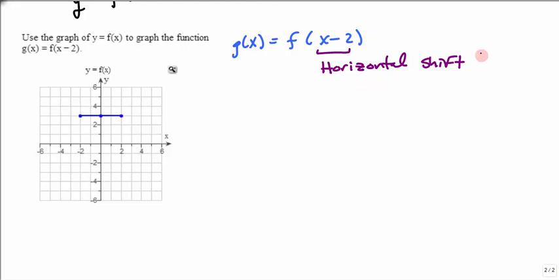Now because it's within the argument, it's opposite of what you think. This is a horizontal shift to the left. Oh wait, not to the left, it's opposite. So we have to go to the right because it's opposite of what we think, 2 units. So every point that we see here, we're going to shift it to the right 2 units. So this point will go to the right 2 units. This point will go to the right 2 units. And this point will go to the right 2 units. So my new graph would look like this.